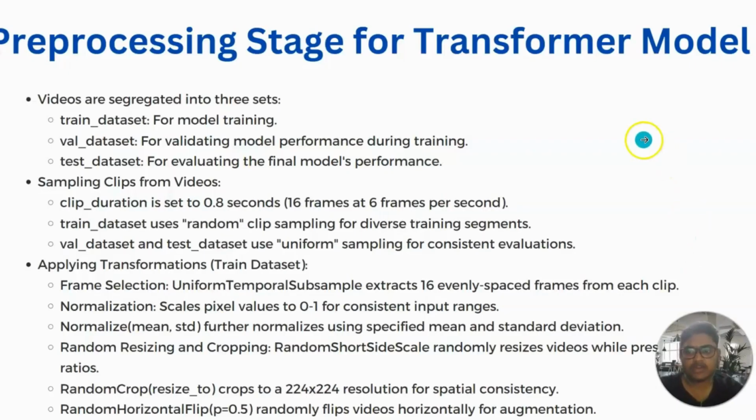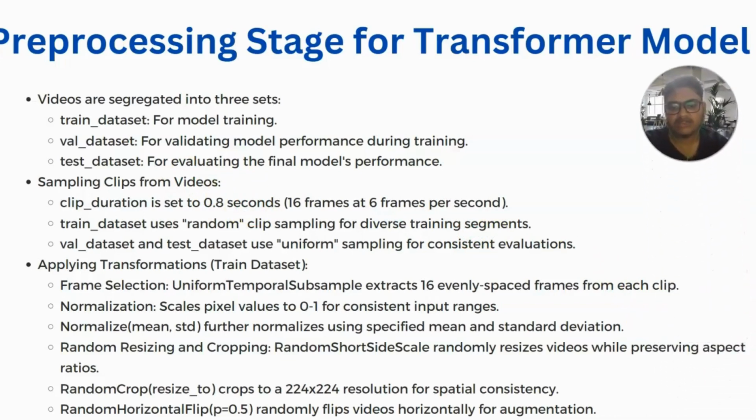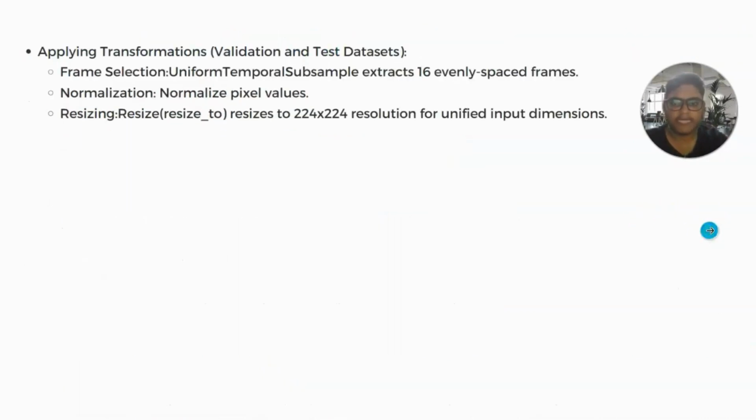And for the transformer model, we have segregated the data into 3 sets: train, test, and validation. And then we have done some sampling on the videos, that is setting the clip duration and using uniform sampling. After that, we have applied some transformations like frame selection, normalization, random resizing, random cropping, random horizontal flip. These transformations we have applied after various experiments.